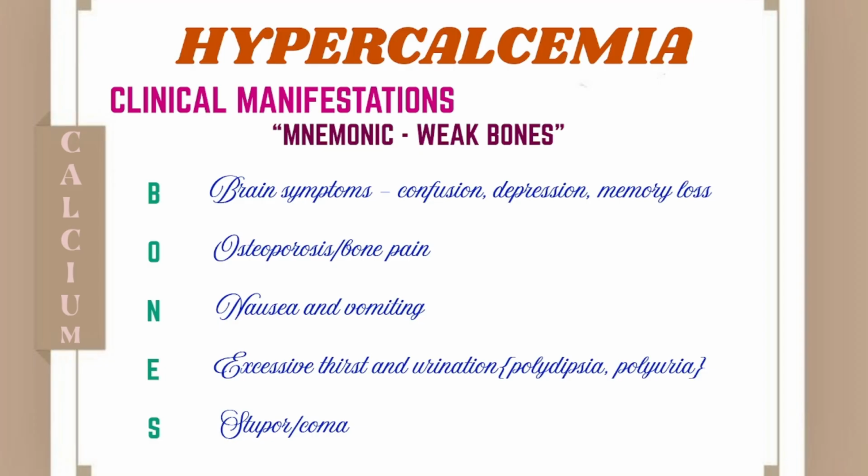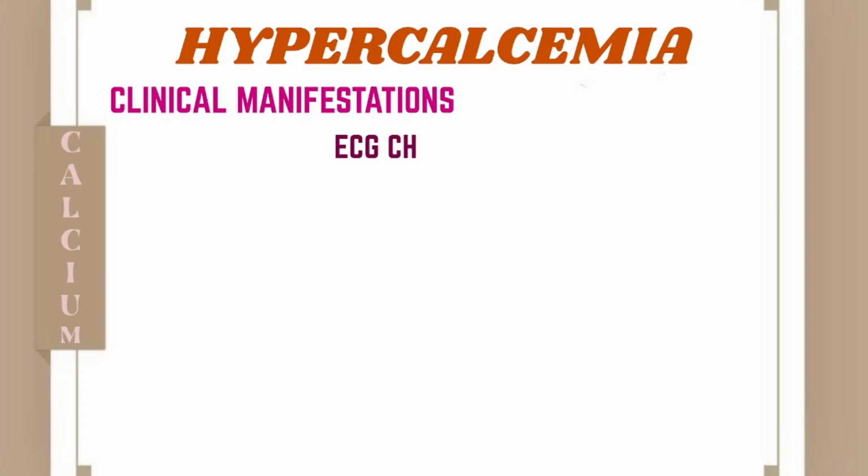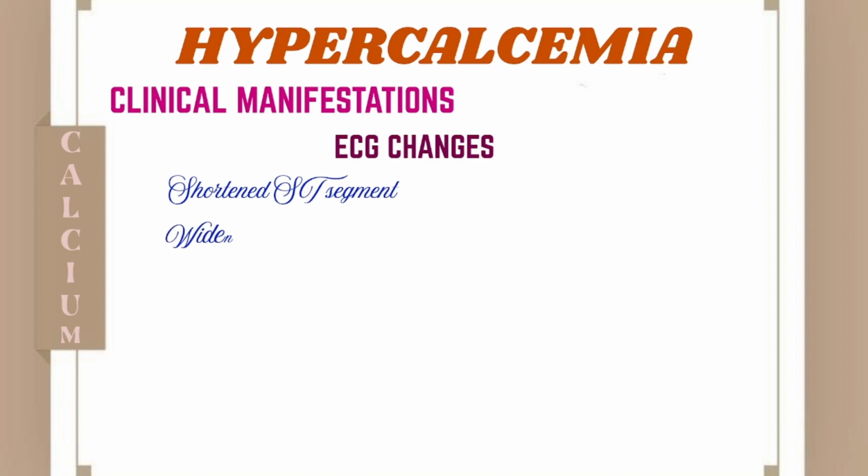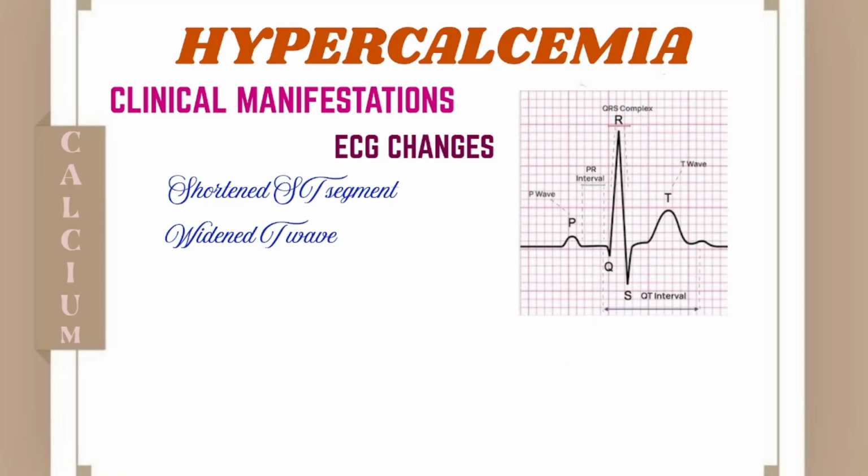Now let's discuss the ECG changes that occur due to the condition of hypercalcemia. ECG changes include shortened ST segment and widened T wave. This is a normal ECG. As you can see, the P wave, the QRS complex, T wave, ST segment. So this is a normal ECG pattern. Now we will see the ECG pattern in case of hypercalcemia.